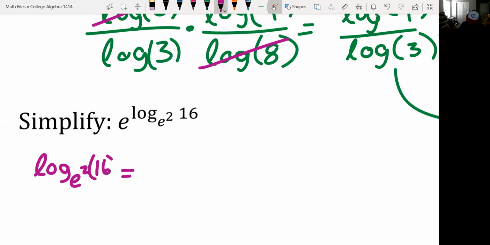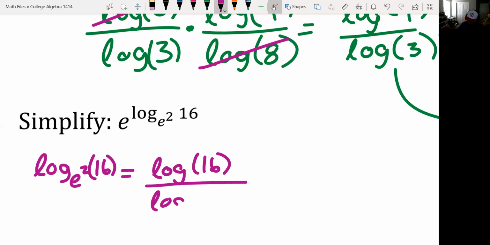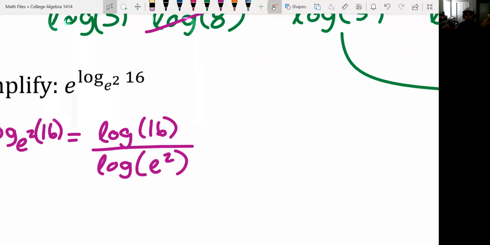There we go. By change of base, you'll get log of 16 over log of e squared. Okay, so what's going to happen here is we know that this 2 will come to the front. But we also know that 16 can be written as a base of 2 or 4. So let's see how this works out for us.